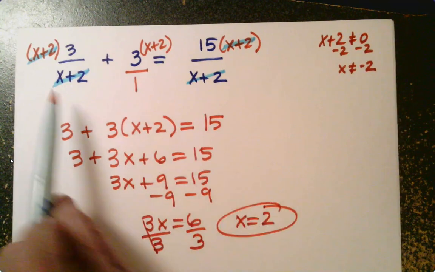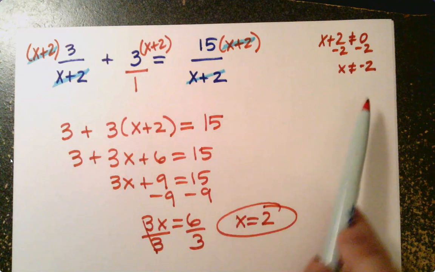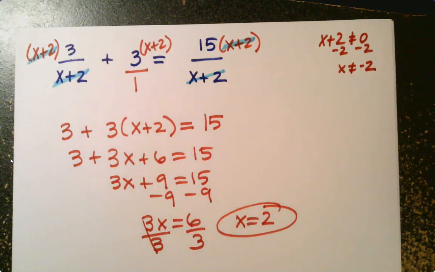Is 2 okay? 2 plus 2 would give me a denominator of 4. That's perfectly fine. The only thing that would have been problematic is if I got negative 2. So this is my solution, and I am good. All right, moving on, I want to show you just a couple that have a little bit more complicated denominators.